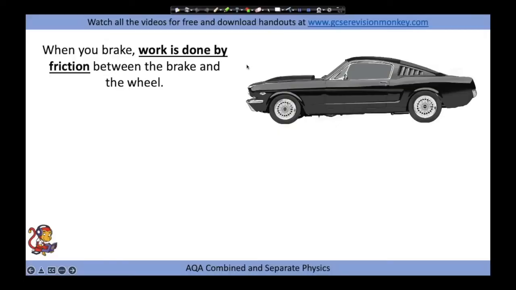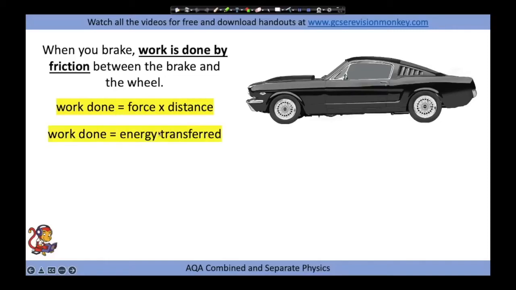So you're doing work because work done is equal to force times distance. So if you apply force over a certain distance, you are doing work. And if you remember, work done is the same as energy transferred. So when we're doing work, we are also transferring energy.